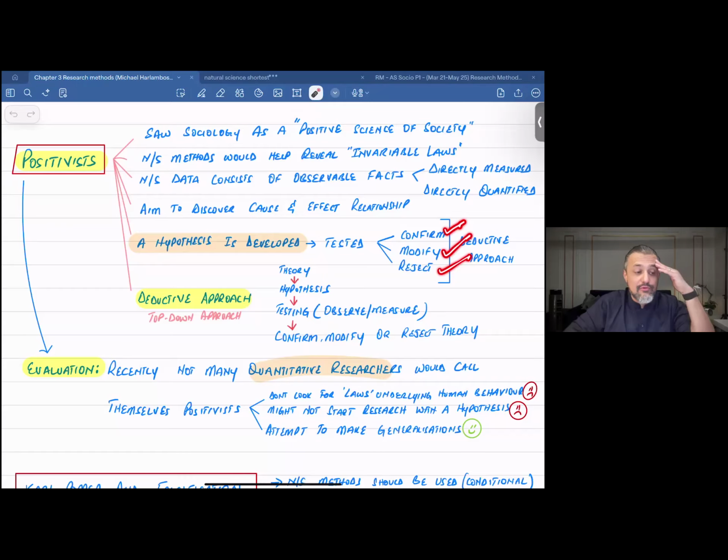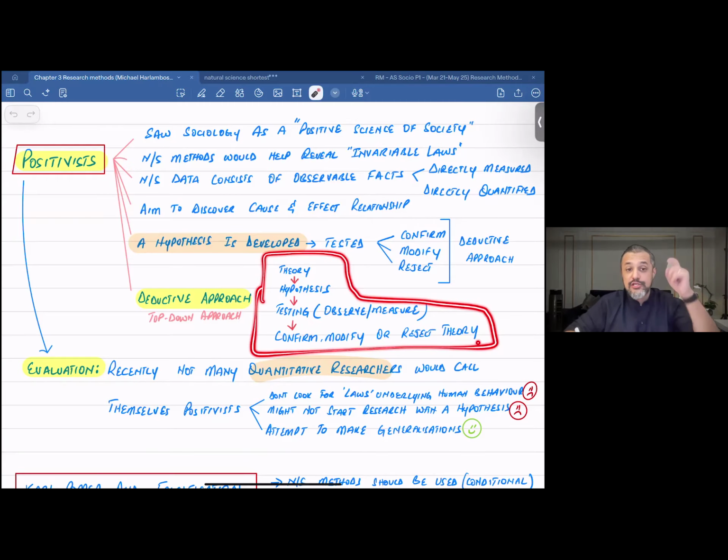So let's just say, for example, I say Apple products are better than Samsung products, a hypothesis that I have maybe. After I test this, I could either confirm this hypothesis, or I could modify this hypothesis, or I could reject this hypothesis. Now, this particular approach, we refer to this as the deductive approach. What is this deductive approach? We also refer to this as the top-down approach or the top-down theory. Why a top-down theory? Because it all starts with a theory.